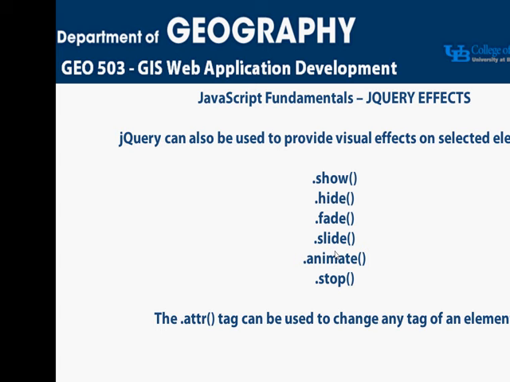jQuery can also be used to provide visual effects. And we'll look at some of this. So you can use other actions on jQuery. It would be show, hide. If instead of changing the button text, you can make the button invisible or visible. We can have it fade or slide to another location, animate it, or stop an animation. There's also an action, ATTR, short for attribute, that allows you to change any attribute of an element using jQuery.